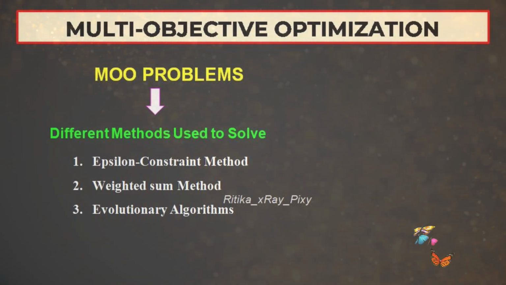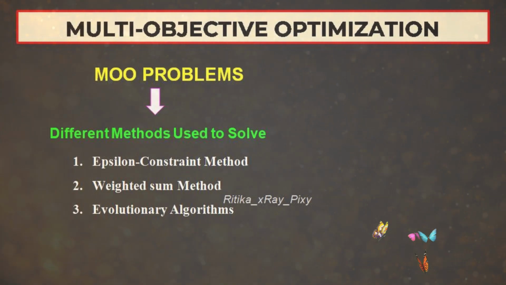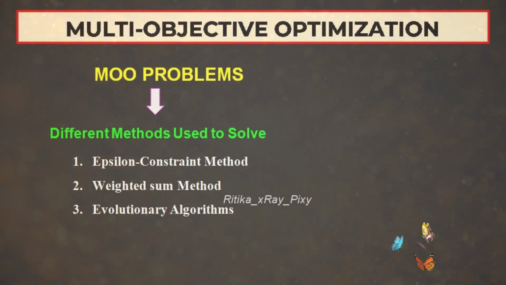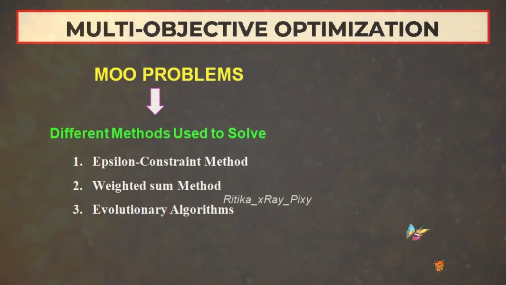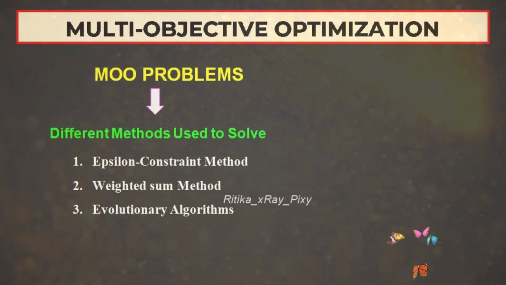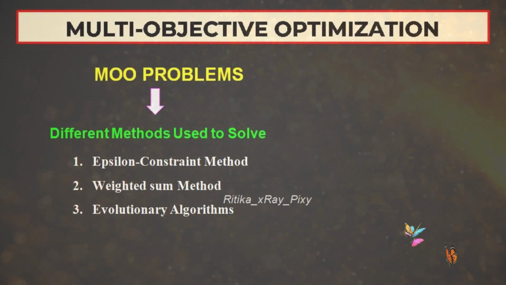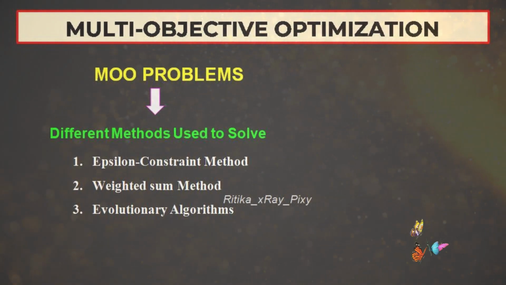Third one, we have evolutionary algorithms. We know evolutionary algorithms are inspired by natural selection. They operate by iterating a population of candidate solutions that are close to the Pareto solution. So it will go through different iterations before giving the final solution.